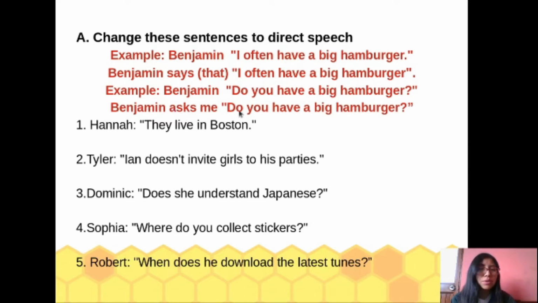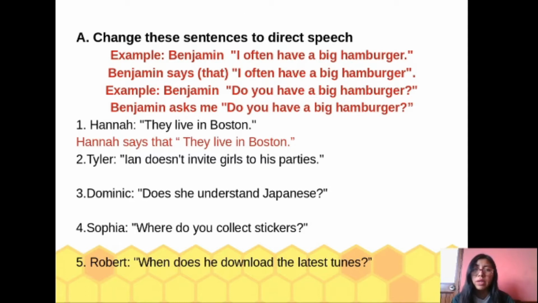And you have to copy the same. You are going to copy the exact words. Usted copia las mismas palabras. That's right. And you have to use quotation marks. That is what I said before. Okay. We are going to do the first exercise. Hannah: "They live in Boston." Okay. I am going to report direct speech. So, Hannah says that "they live in Boston," okay?